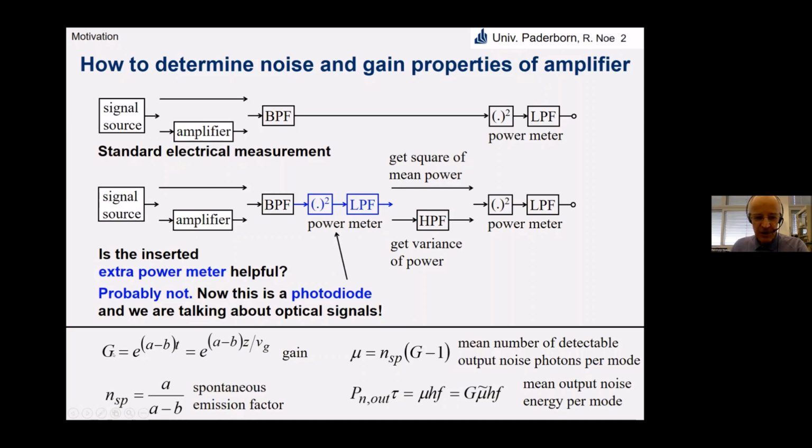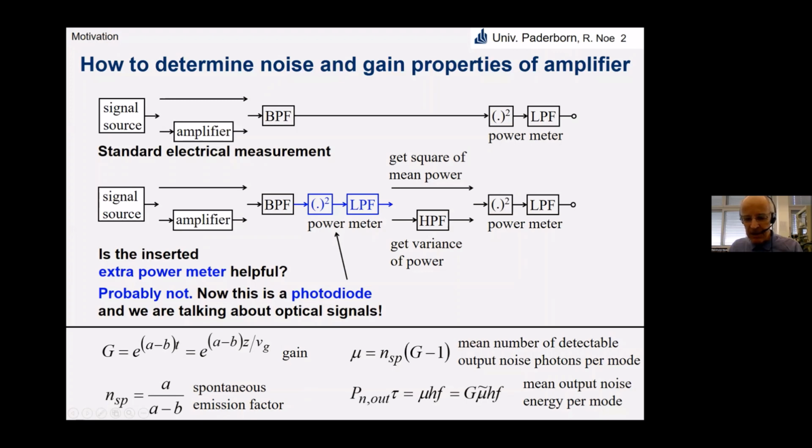Here is the definition of the gain of an optical amplifier with stimulated emission and absorption. This rises exponentially versus the time which this needs during propagation. There is the spontaneous emission factor. Here is the mean number of detectable output noise photons per mode. And the mean output noise power is related to that. You just take this number, multiply it by hf, then you have an energy.